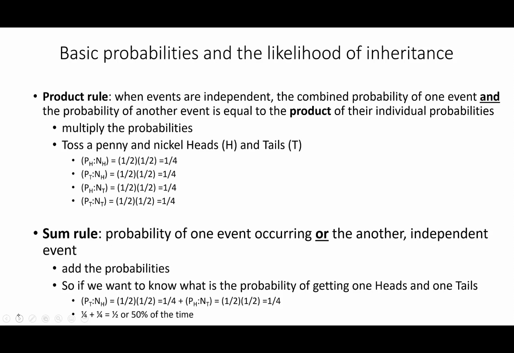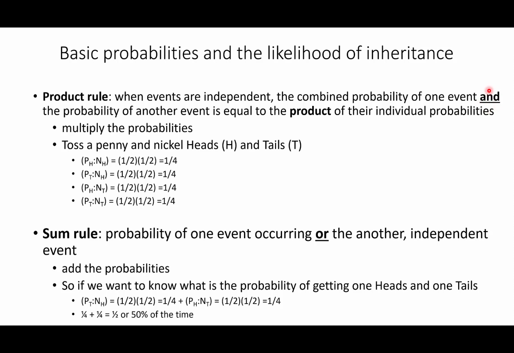The two basic probability rules that we'll be utilizing are the product rule and the sum rule. The product rule says if we have two or more events, and they're independent of each other, then we can combine the probability of one event and the probability of another event to equal the product of their individual probabilities. So we multiply the probabilities. We did this at the end of the last lecture when we calculated the probability of being green and round.